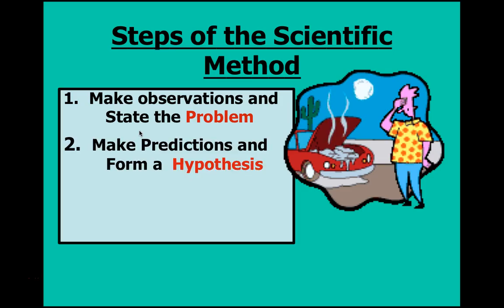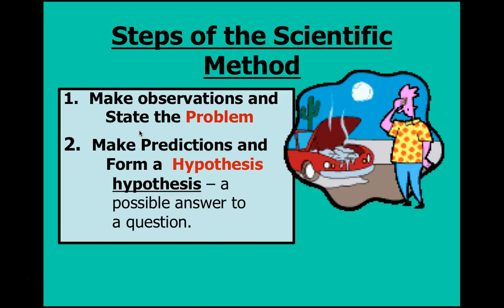The second step is to make predictions and form a hypothesis. A hypothesis is a possible answer to a question, and it must be formulated as an if-then statement. So I could use the example of, if I want my plant to grow, then I have to leave it in sunlight. That if-then statement makes that a hypothesis. It's also your possible solution to a question that you may have about that particular plant.